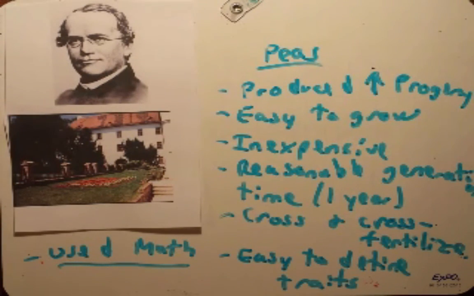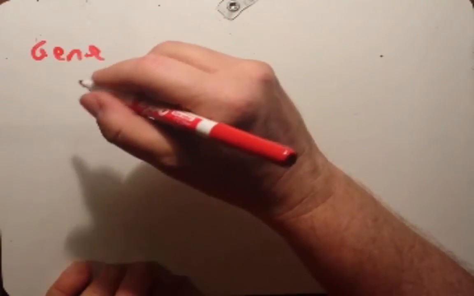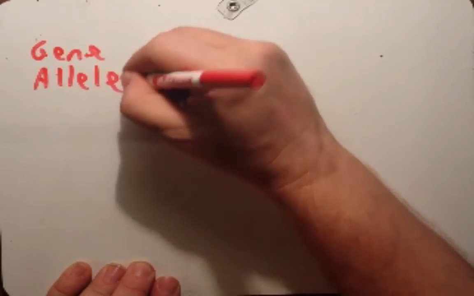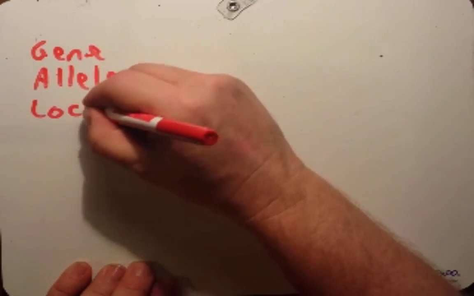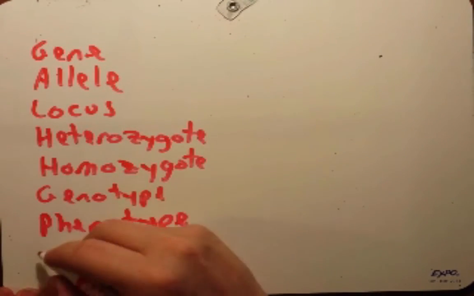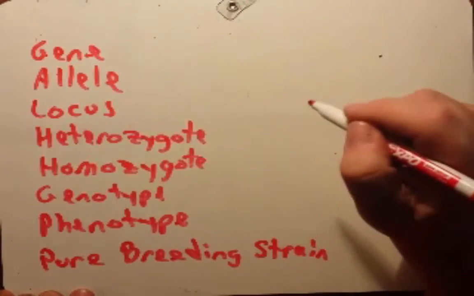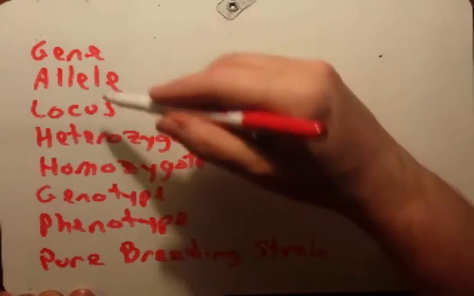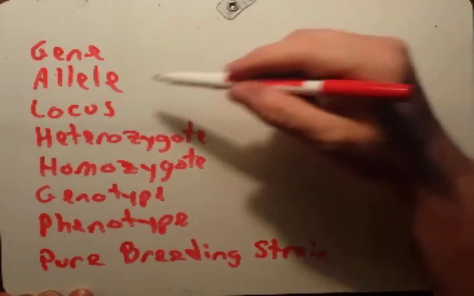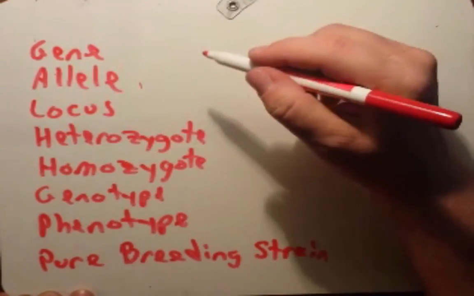Okay, let's move on to some important terms that you're going to need for the next several podcasts. As we move forward with this topic of inheritance, just remind yourself of some of the terms, many of which we've already learned, and make sure you're familiar with them. I'm going to list them here: gene, allele, locus, heterozygote, homozygote, genotype, phenotype, and pure breeding strain. So remember, a gene is what codes for that ultimate trait. An allele is a different version of the same gene. Locus is the place on the chromosome where that gene is located. So these are all terms we've used in the past.